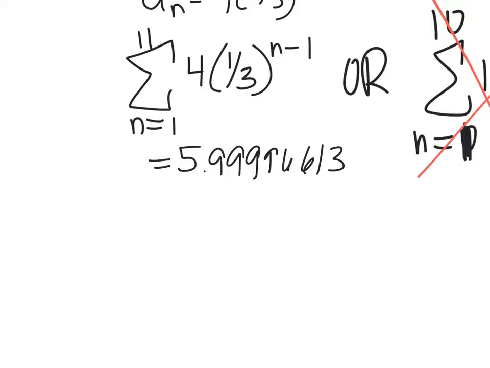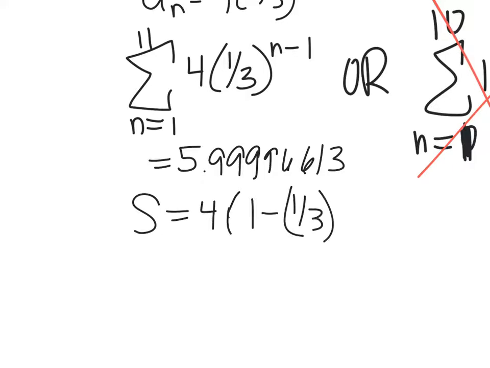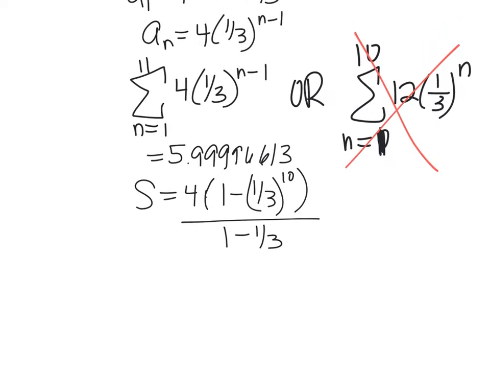5.999966613. It's pretty good. Let me go ahead and use the summation formula for those of you who don't have the calculator. So it's a sub 1, 1 minus 1/3 to the, how many numbers? 10. 1 minus 1/3. Should come out the same. Okay, now that kind of brings us to something here.